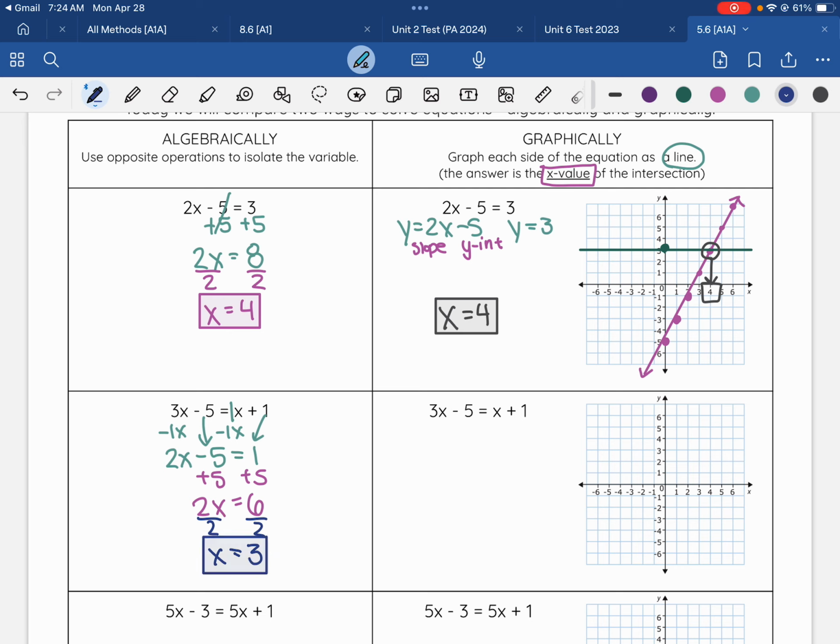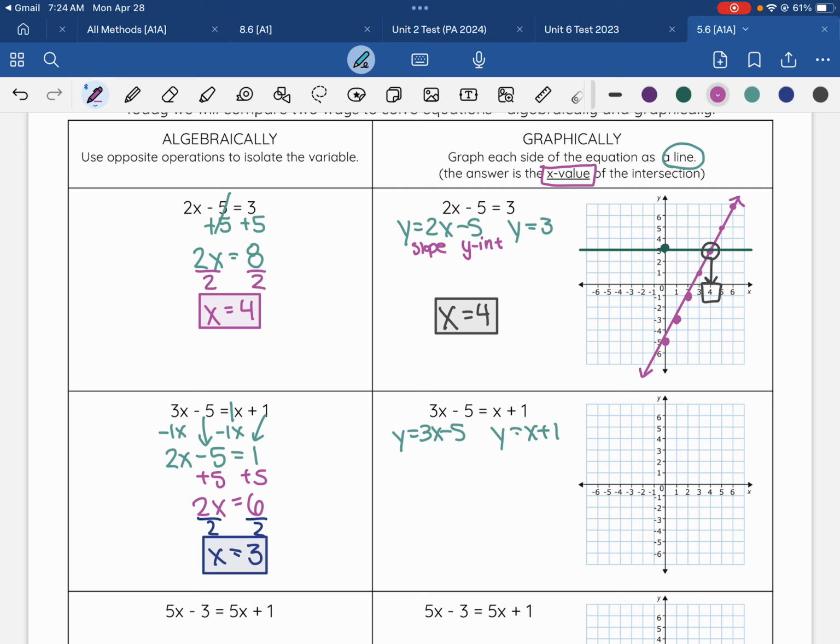Or I could have graphed it like I'm going to do on the other side. Now, on your assignment, I'm only giving you the option to graph. I'm just trying to show you how these give you the same answer. So if I'm graphing this other one, I'm going to graph y equals 3x minus 5 and y equals x plus 1. You're just treating each side like its own graph.